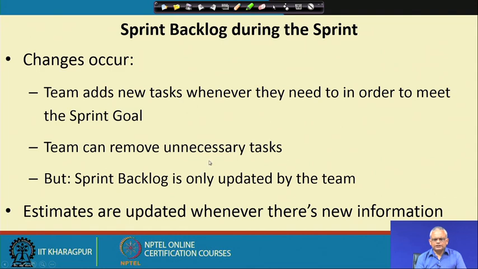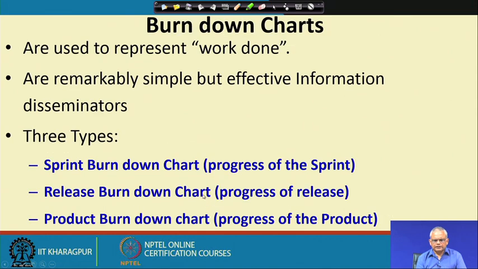As we mentioned, the sprint backlog changes during the development because team members may add new entries, they can remove unnecessary tasks, but then the sprint backlog is maintained by the team. Unlike the product backlog which is maintained by the product owner, the sprint backlog is maintained by the team. There are some charts to keep track of the progress of the work. These are very simple charts, but they are very effective.